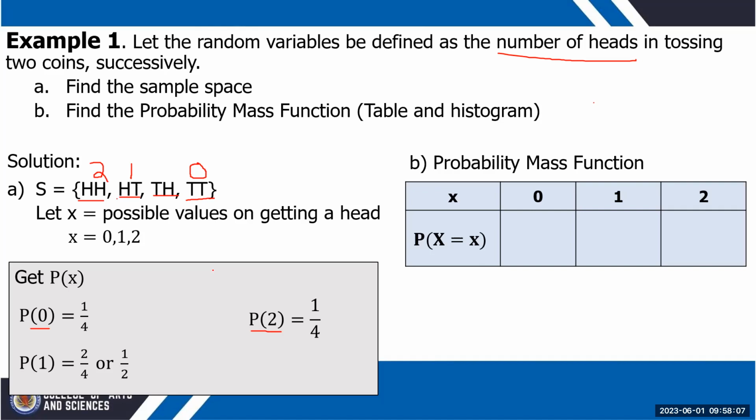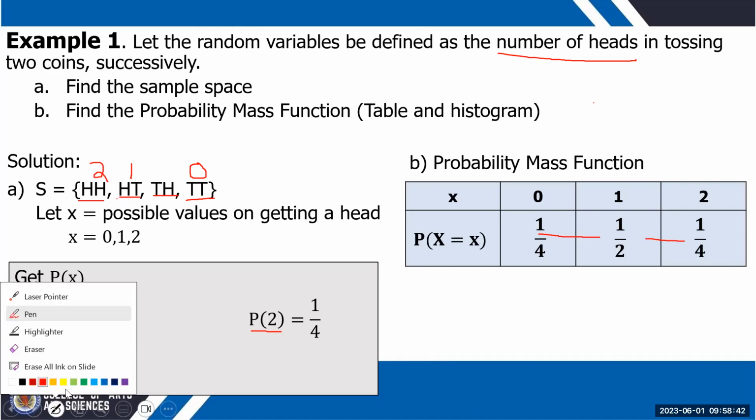Susulat nyo lang. So dito sa 0, 1/4. Dito sa 1, 1/2. And then dito sa 2, 1/4. Now, dapat pasok yung dalawang descriptions na sinabi ko kanina. Na dapat yung probabilities is 0 to 1. Titignan natin, pasok silang lahat. Another one, pag pinag-add mo lahat ng probabilities, that should be equal to 1. So 1/4 plus 1/2, that's 3/4. 3/4 plus 1/4, that's 4/4 or 1.